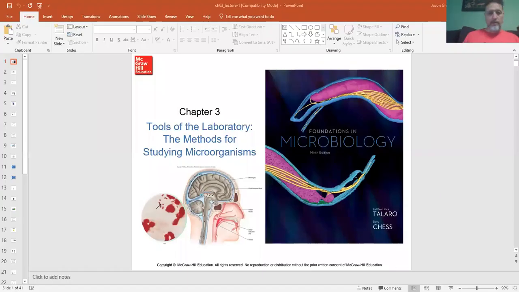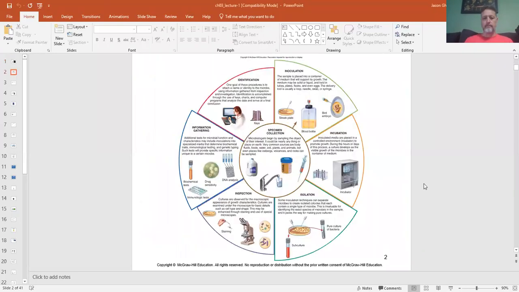Today we are going over chapter 3, which is lab tools, or tools in the laboratory for studying microbiology. Your textbook goes over 6 items. They call them the 6 I's, starting with inoculation, incubation, isolation, inspection, information gathering, and identification. And we'll go through all these methods throughout this chapter.